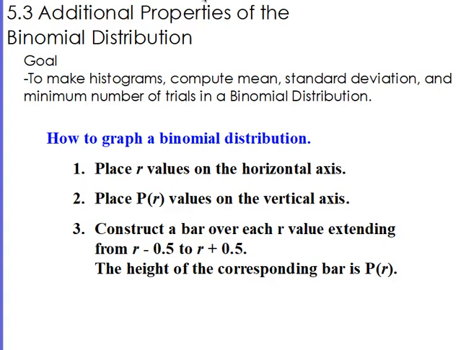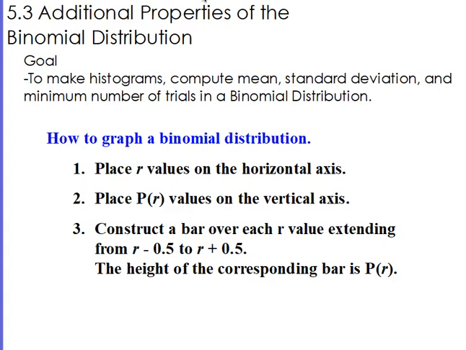So R equals 0 means 0 successes. R equals 1 means 1 success. R equals 2 means 2 successes. And you're going to go all the way up until, I guess, how many trials you've got. So if n is equal to 10 trials, it means you're going to end up with 11 possible outcomes. Remember, you've got to include the 0.